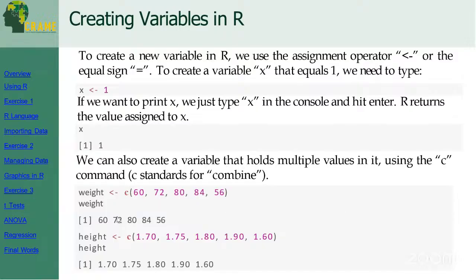And what is the command? The command is c. We are trying to store the weights of 5 people into the variable named weight, and c stands for combine. So we are combining 60, 72, 80, 84 and 56 into weight. Once it is saved, if you would like to see the weights, you have to write weight again, and it will show what is stored.